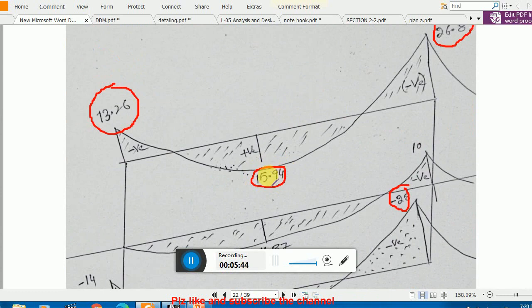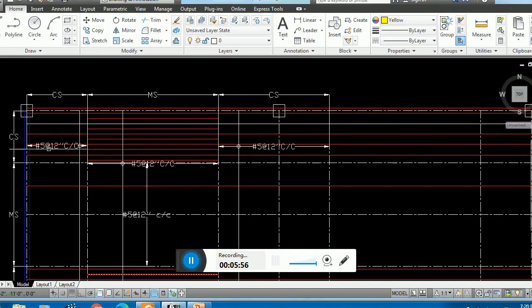Here, remember, you see there is zero positive moment. So here we will use the minimum reinforcement, and for that purpose I basically place number 5 at the rate of 12 inch center to center. Although you can place this number 5 bar at a spacing of up to 17 inches, I am placing 12 inches.